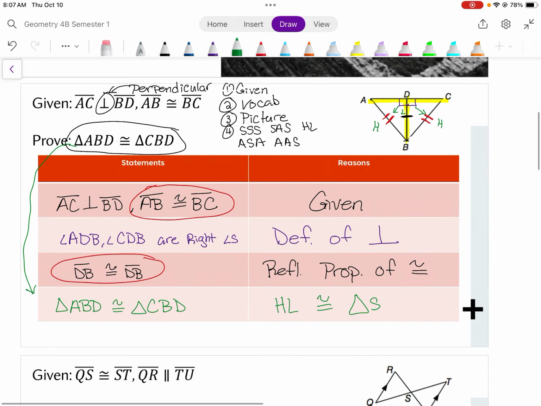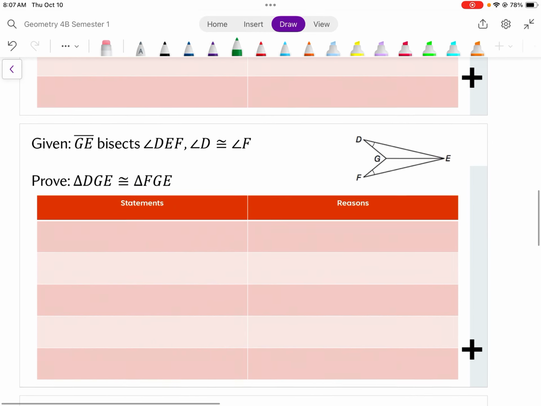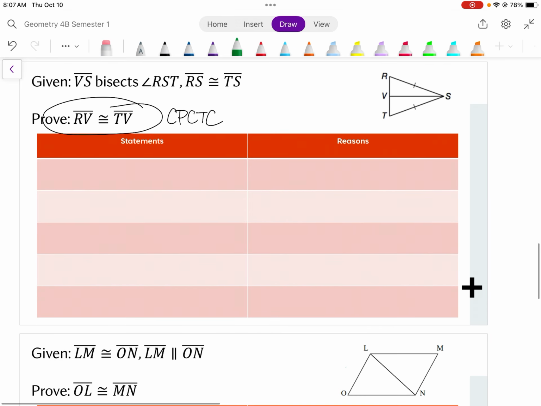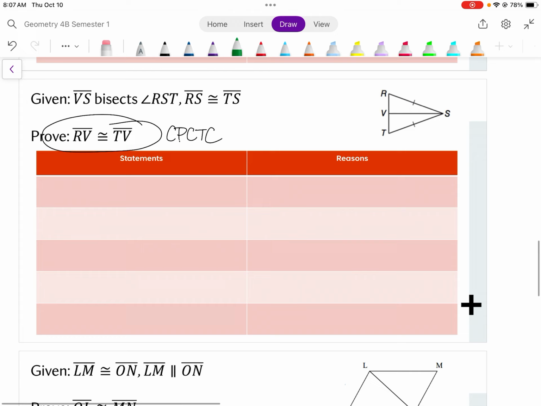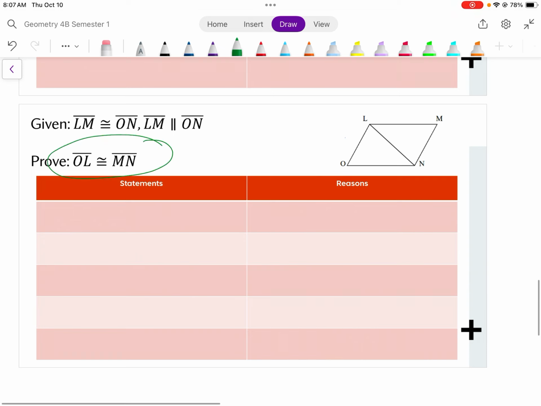Okay, as you are going through the rest, again, I recommend using highlighters. Don't forget when we have a bisector, so this one's bisecting an angle, is going to tell you two congruent angles. I'm not going to tell you which ones. I want you to try to figure that one out on your own. But whenever we have a bisector that's bisecting an angle, it's going to give you two congruent angles. And the reason would just be the definition of angle bisector. Okay? And again, you use CPCTC when you're proving two parts congruent. So that's going to be the last two.